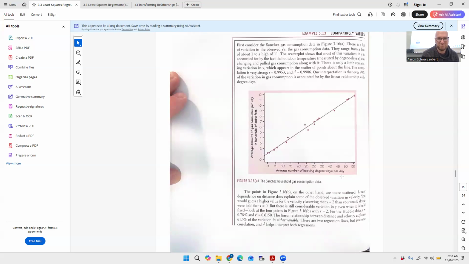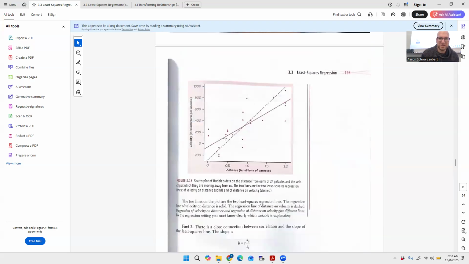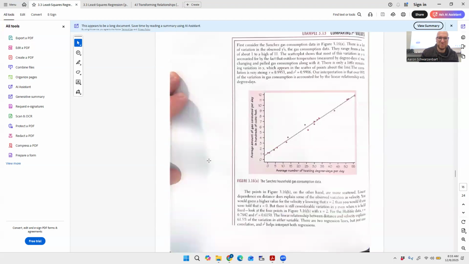That's really good. The Hubble one that I just showed you has an R squared of 61.5, so 61.5% of the velocity can be explained by the distance. That makes sense? The velocity of expansion.